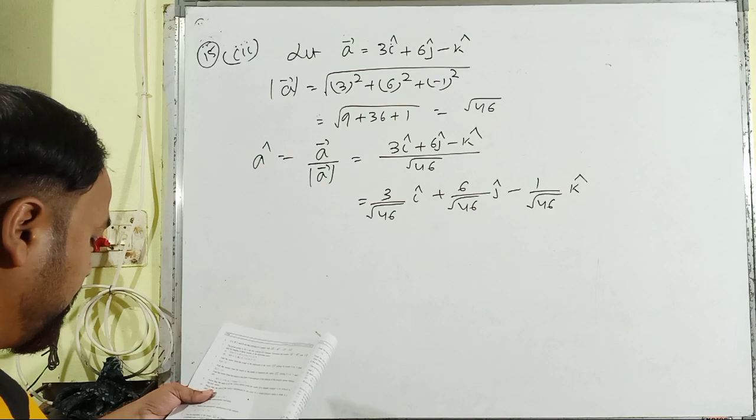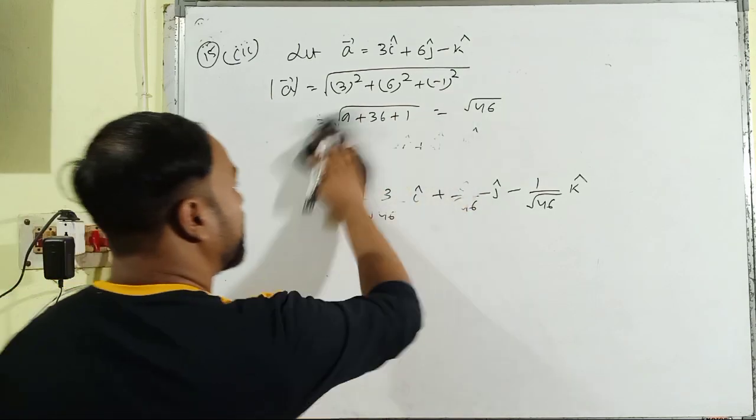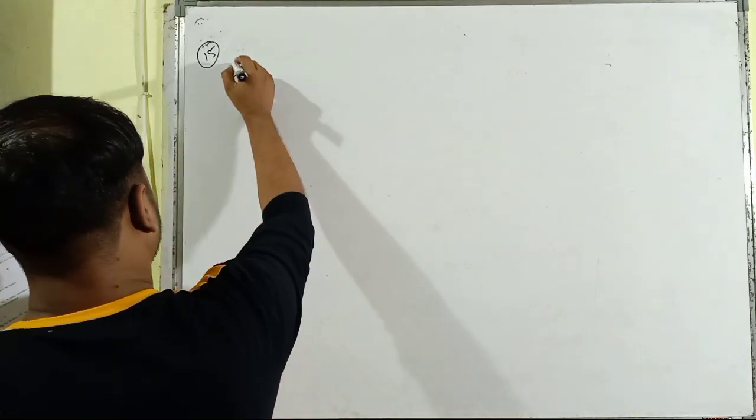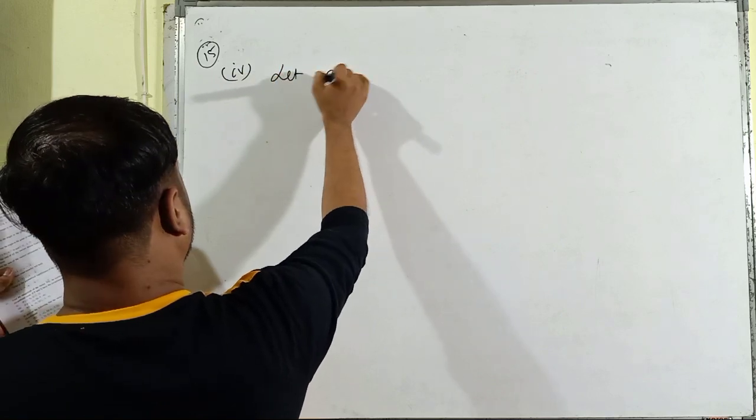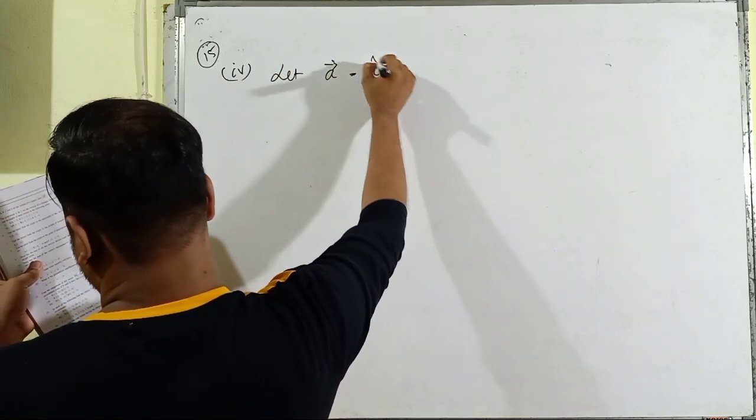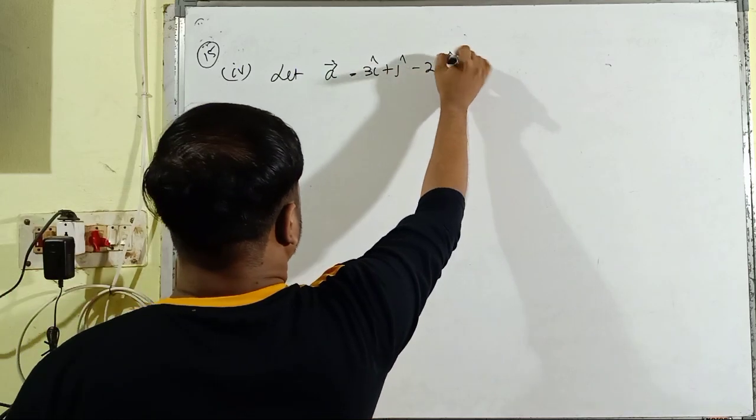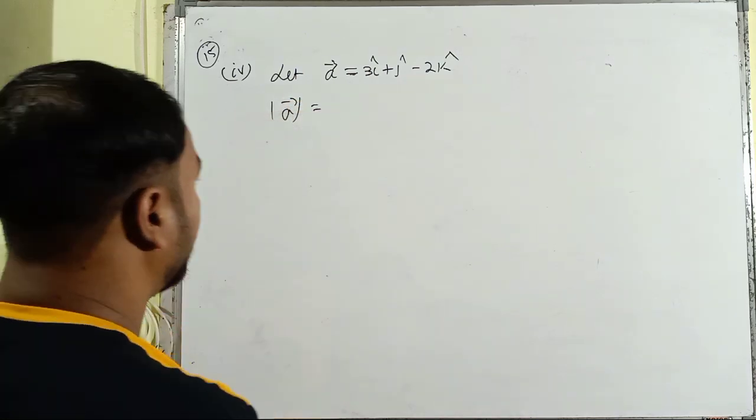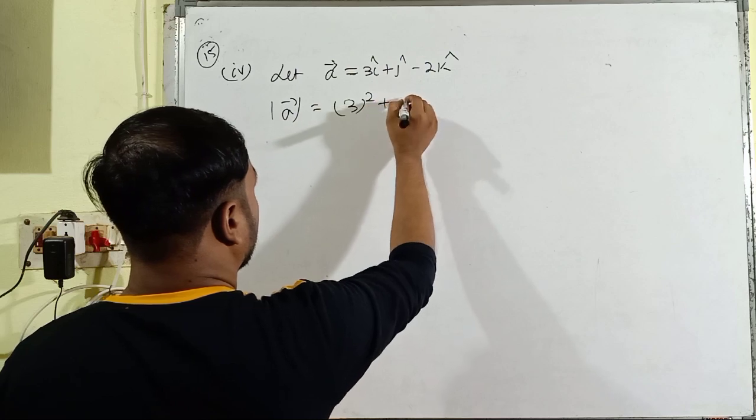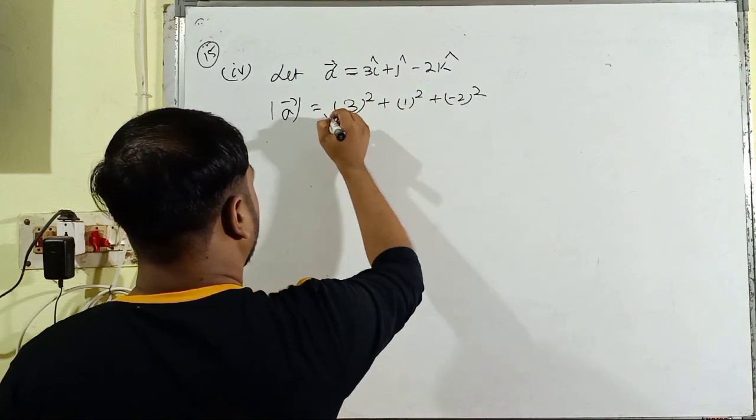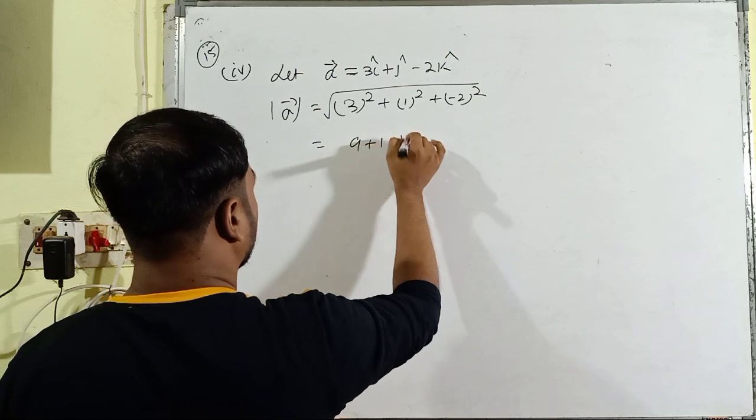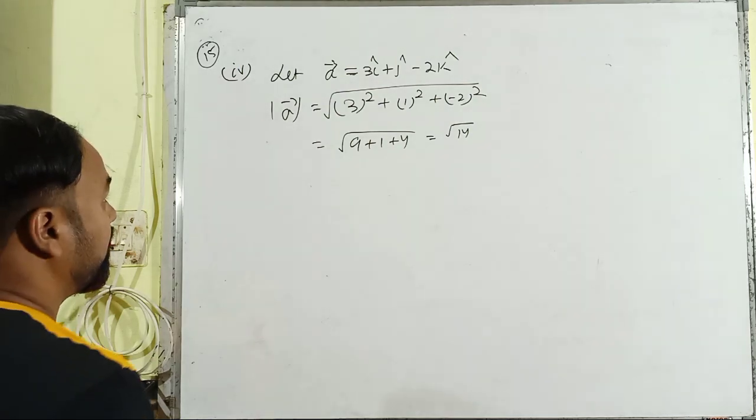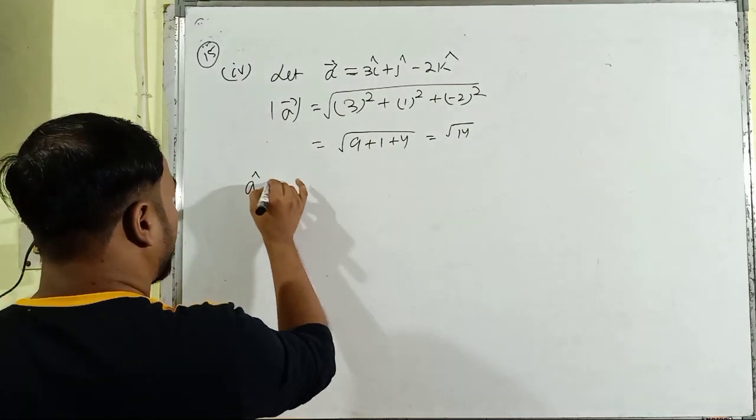Then moving towards the next question, fourth bit. Let A vector be equal to 3i cap plus j cap minus 2k cap. First of all we have to find the magnitude. It is the square root of 3 squared plus 1 squared plus (minus 2) squared. It is 9 plus 1 plus 4, then it is square root of 14. Then we have to find the unit vector along the direction of A vector, and this is a cap.